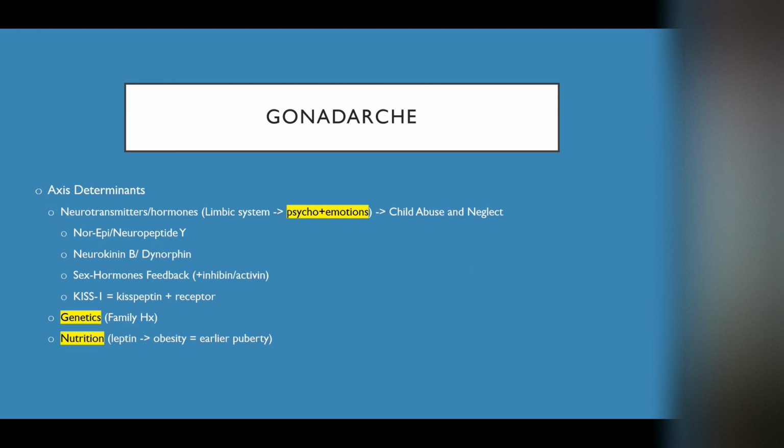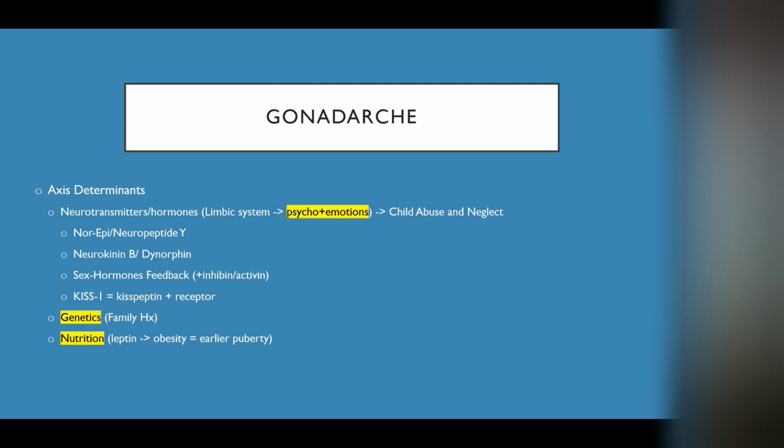What determines gonadarche? These are the determinants of when puberty happens. We have neurohormones, neurotransmitters, hormones, the limbic system. That's your psychology and emotions. If someone is raped or neglected or traumatized, they will have different variations in onset of puberty.